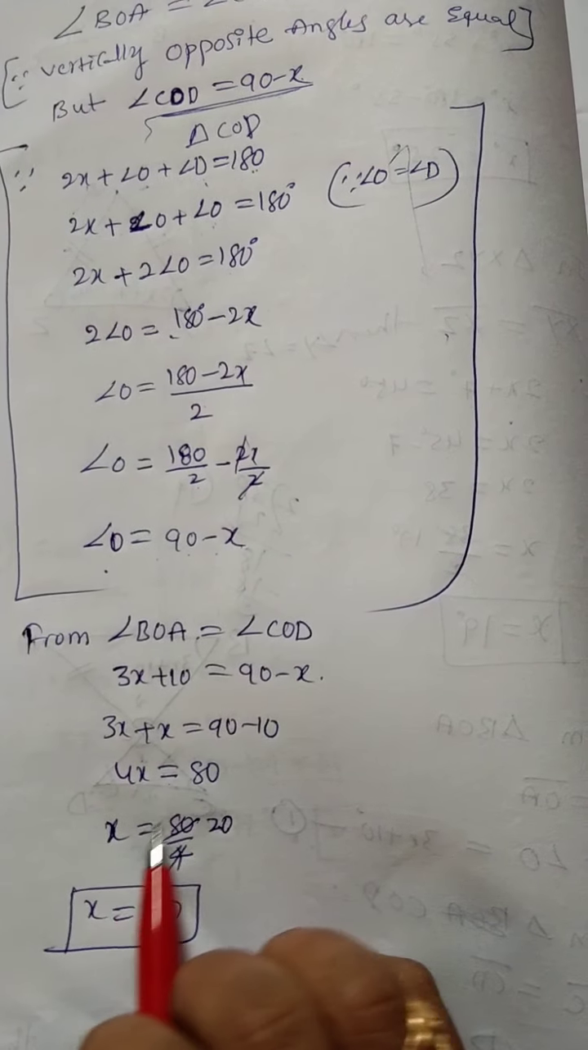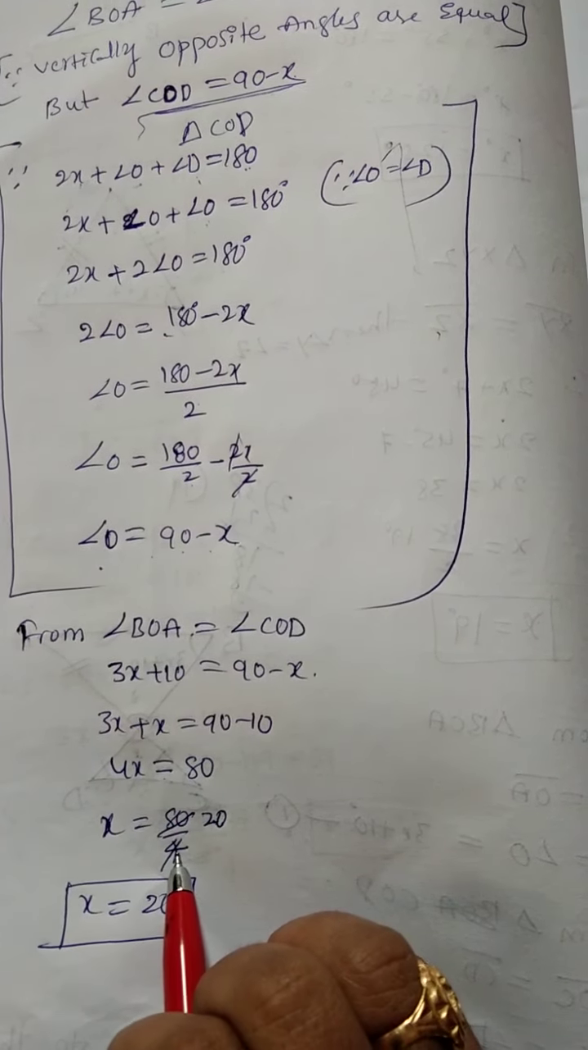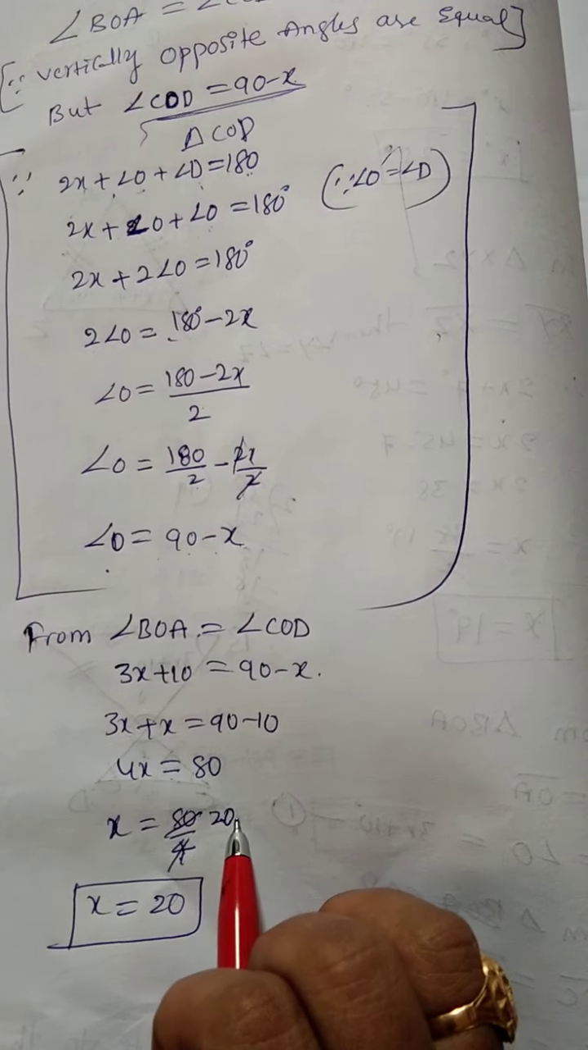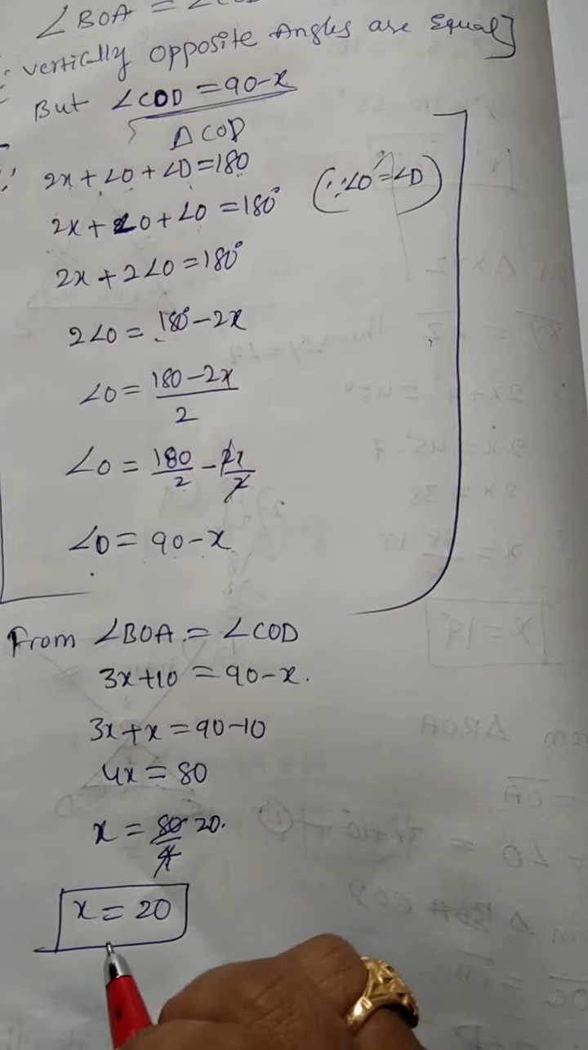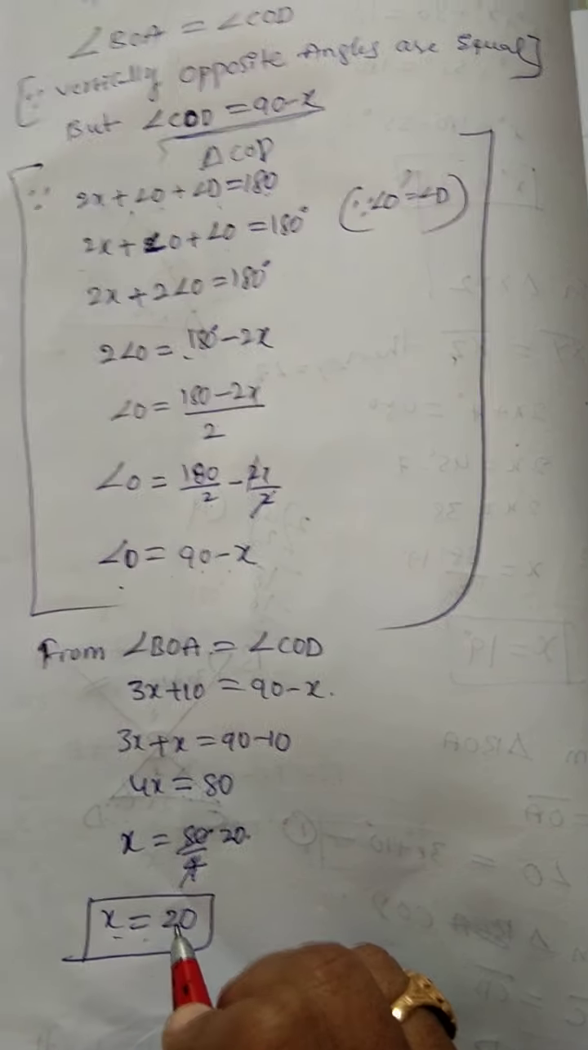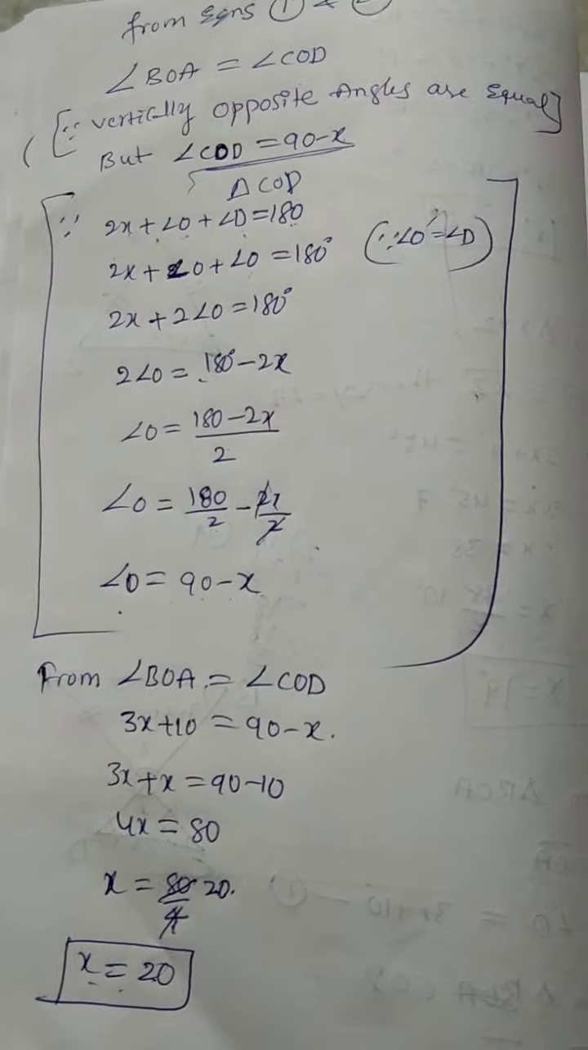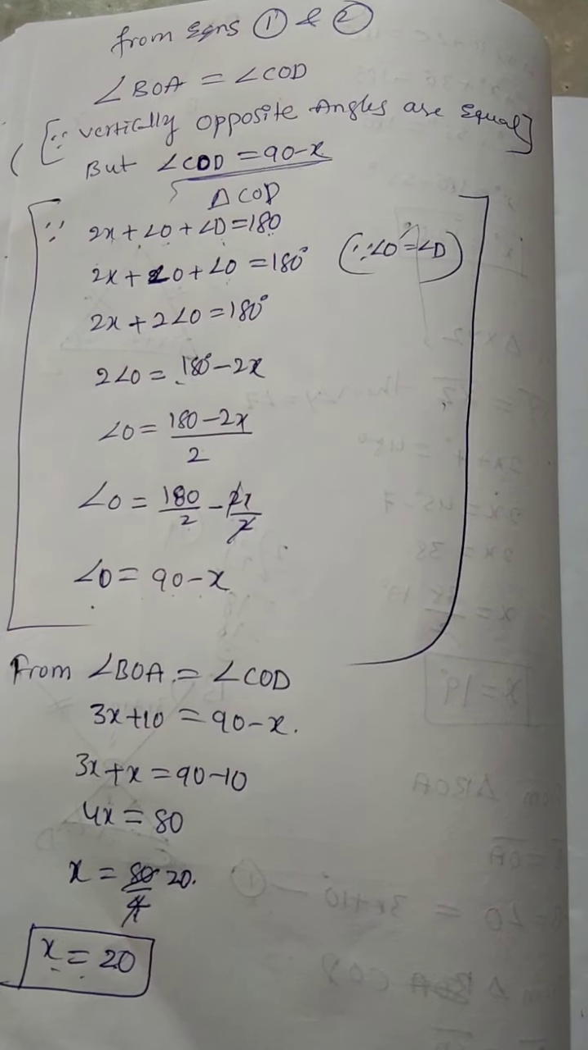Okay. x is equal to 80 divided by 4. If you do the division, you will get 20. Okay. 4 20s are 80, no? So x is equal to 20. Like this we can find the x values from the given figures.